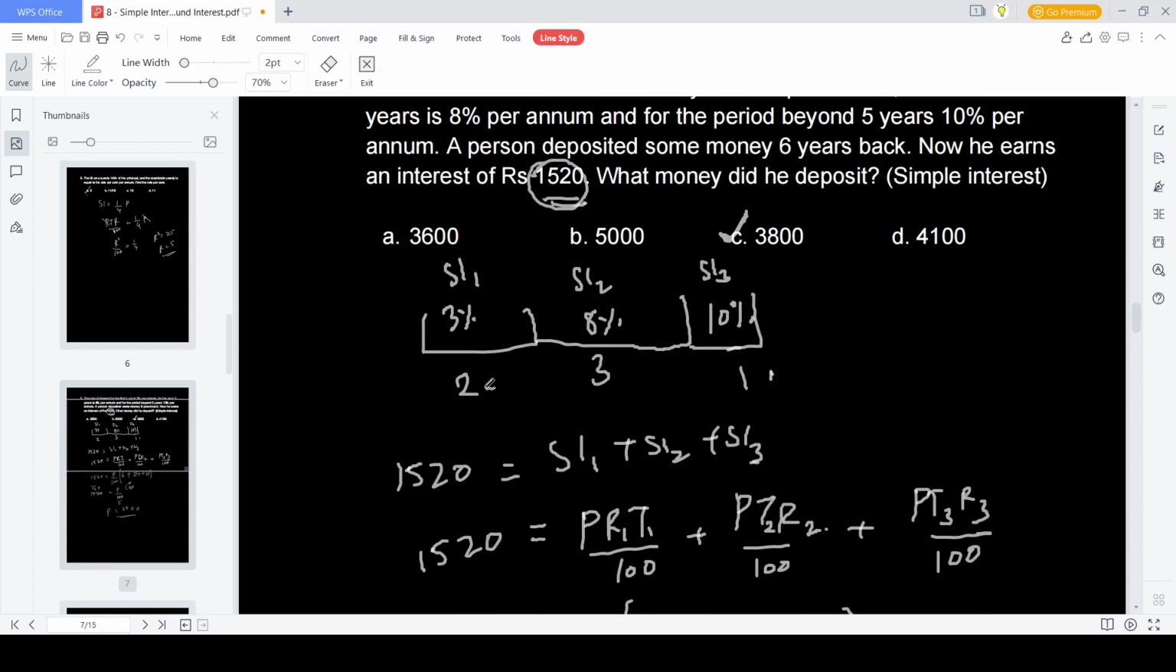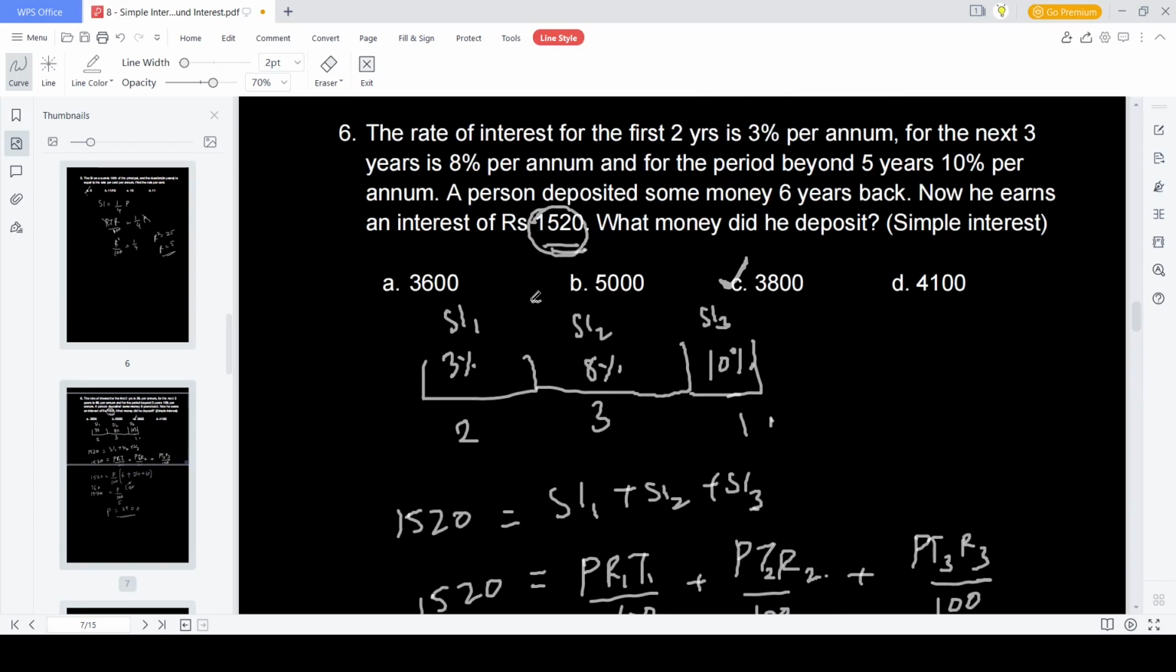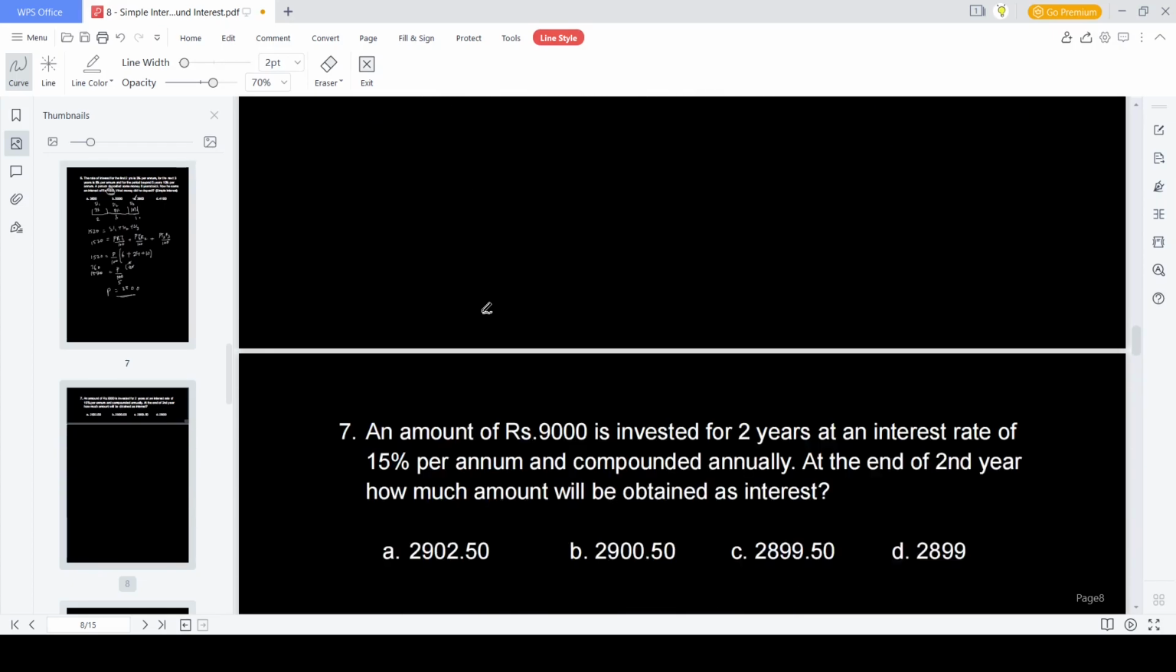Okay. So basically simple interest adds up. You don't need to take everything together and all. Just break it into parts, add it and then write the answer. Okay. This was simple. Next question.